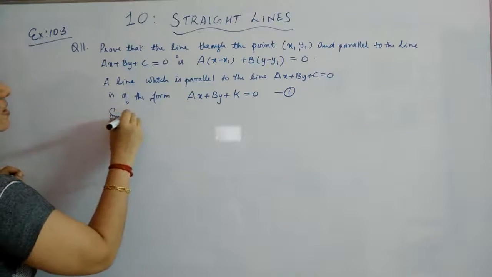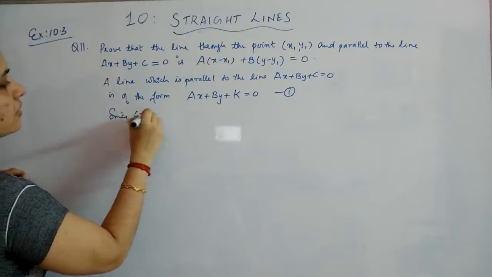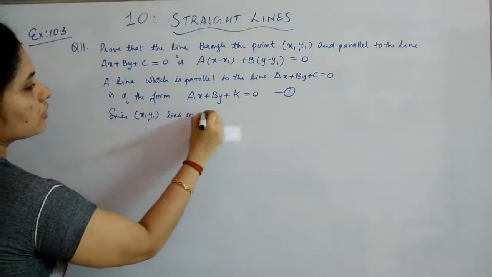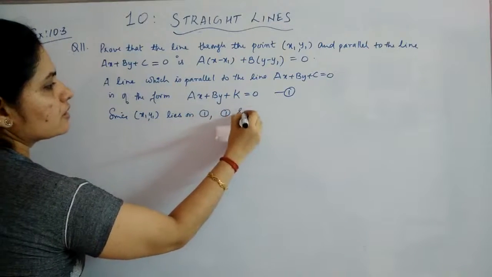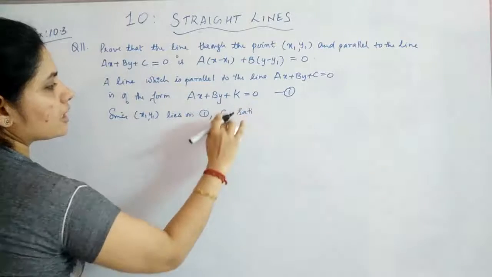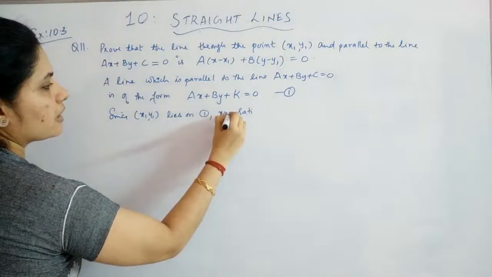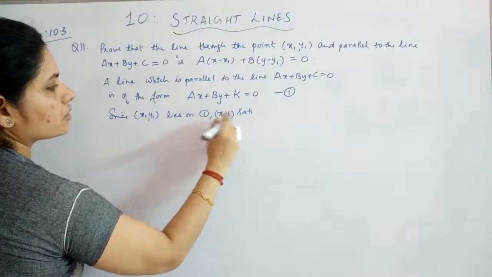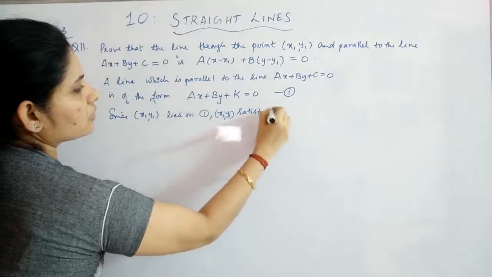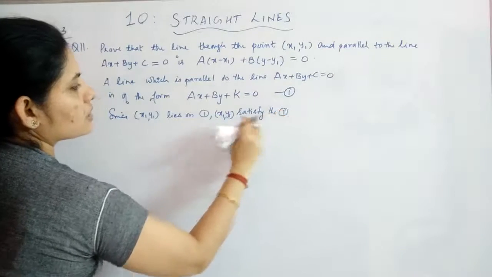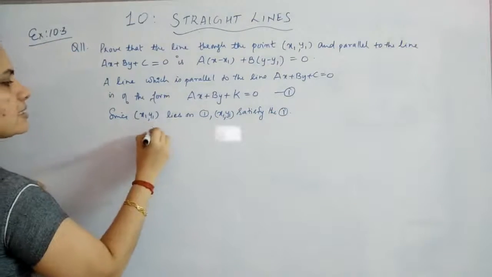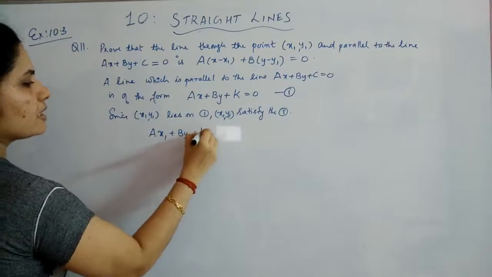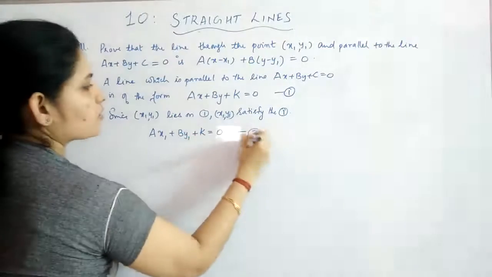Okay, since x1, y1 lies on equation 1, x1, y1 will satisfy the equation. Equation number 1. So what you will get is a into x1 plus b y1 plus k equal to 0. Let it be equation number 2.